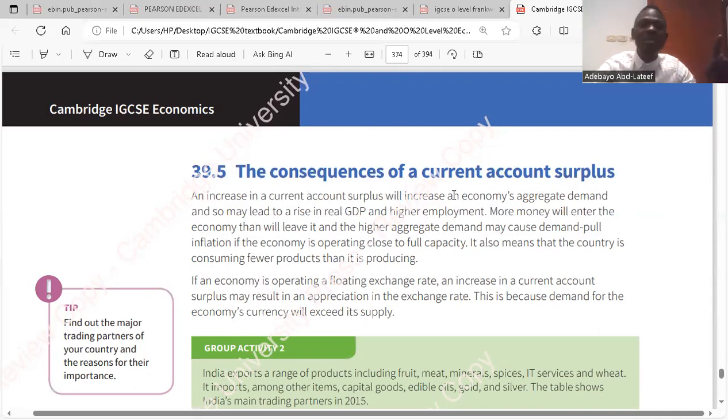If the economy is operating close to full capacity, it also means that the country is consuming fewer products than it's producing. So if an economy is operating a floating exchange rate, an increase in the current account surplus may result in an appreciation in the exchange rate. This is because demand for the economy's currency will exceed its supply. So those are the consequences of current account surplus, to round it up.